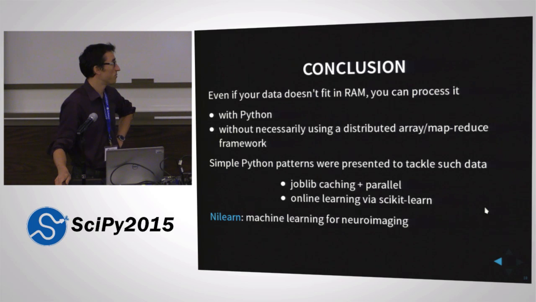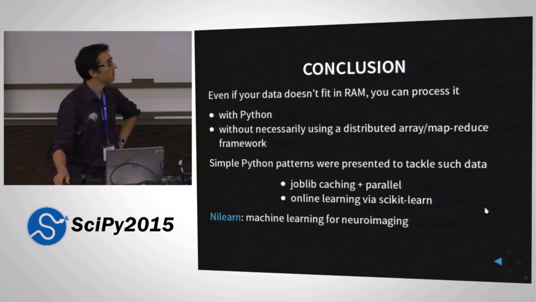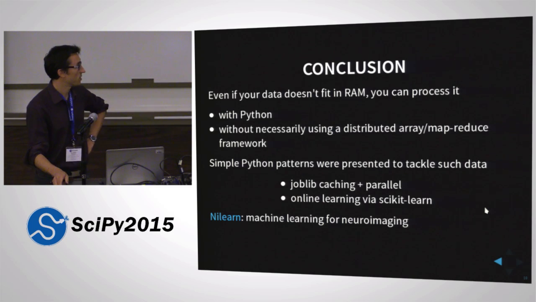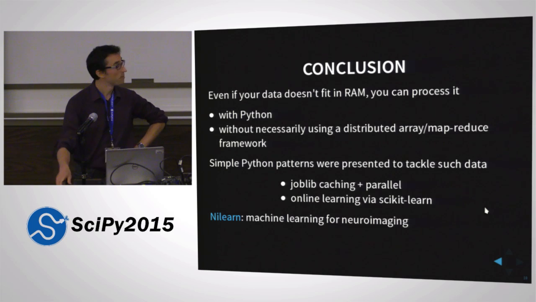For this, I presented a few simple Python patterns, mostly joblib, caching and parallel, and one of the possible approaches in generic machine learning to tackle big data, which is online learning. And also Nilearn, if you're doing neuroimaging or fMRI and you want to look at it, I'm more than happy to talk about that after the talk.